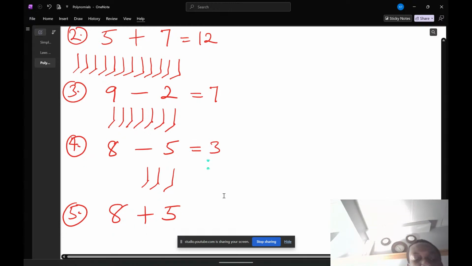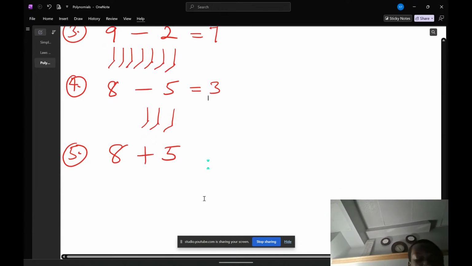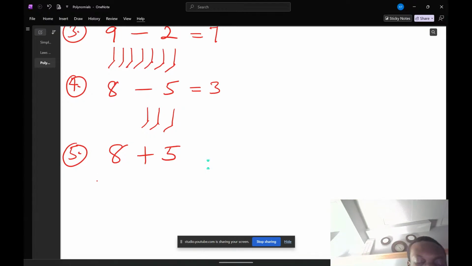Okay. So another one we have now. Now we have 8 plus 5. So now this one we are adding more. Okay. I will count 8 separately. I will count 5 separately. And then I will count everything together.